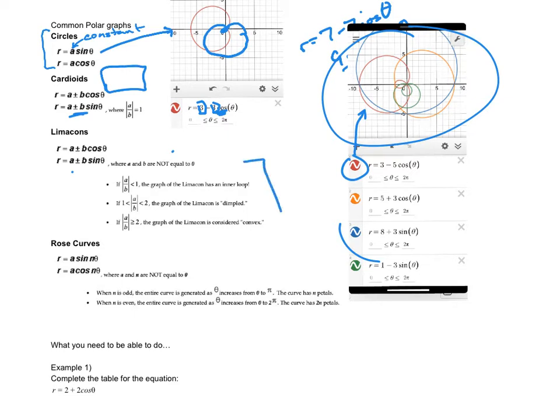These are not things you need to memorize, but those A values and B values are really worth playing around with if you want to make cool looking polar graphs, which are not necessarily useful in real life, but could be pretty fun to make, some pretty cool cardioids and limaçons. And next we'll talk briefly about rose curves.